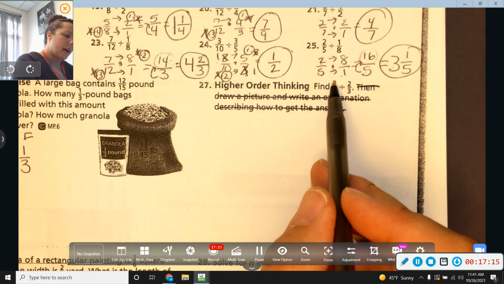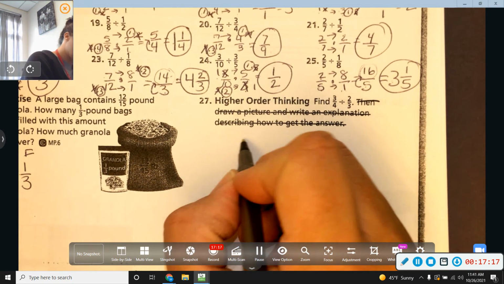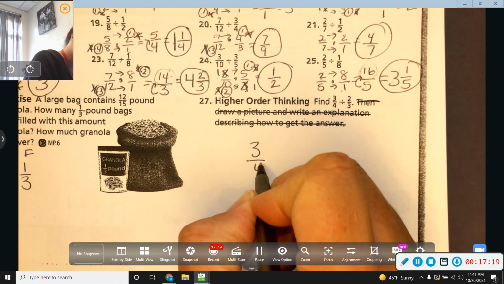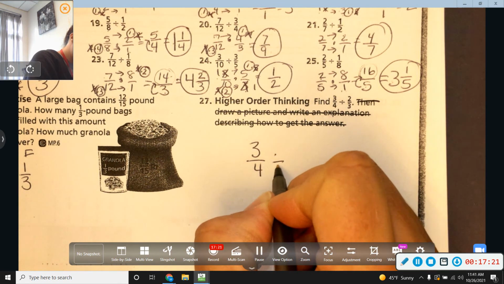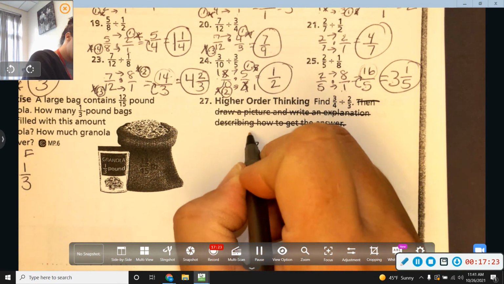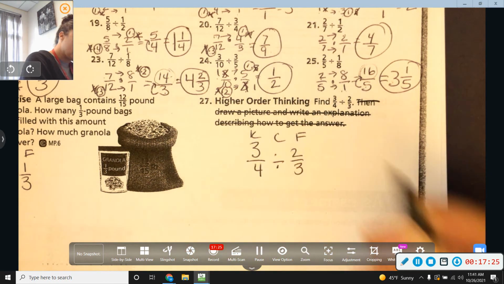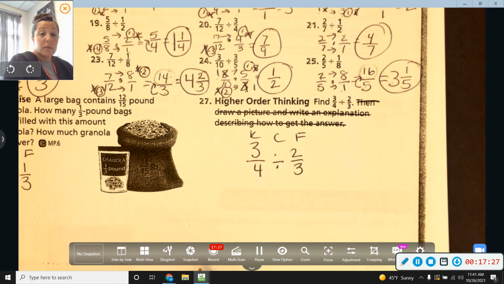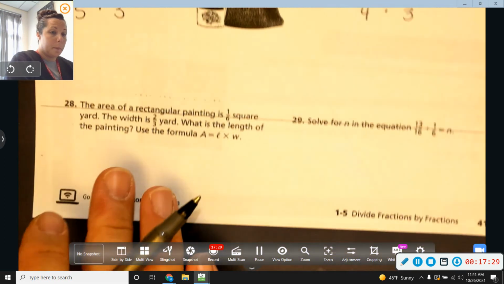27. Find this. So, Mrs. McCall crossed off the other stuff. She just wants you to solve, keep, change, flip. Okay? Solve it. I want you to try it.